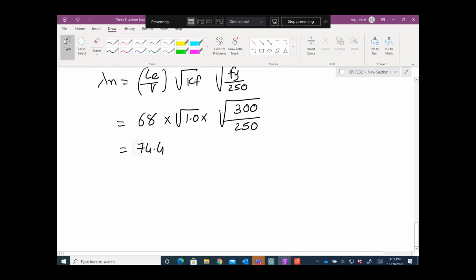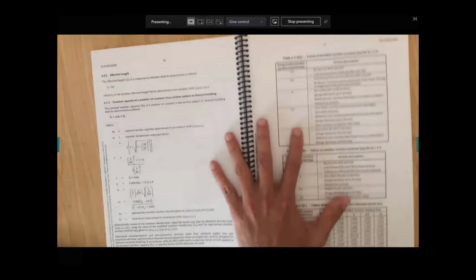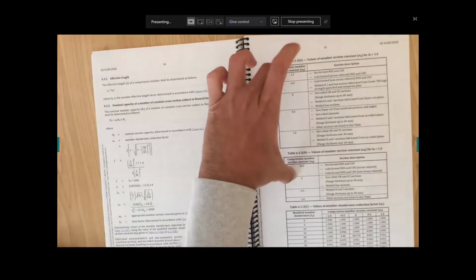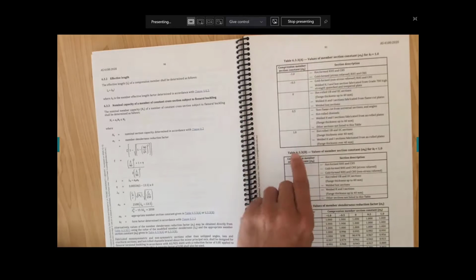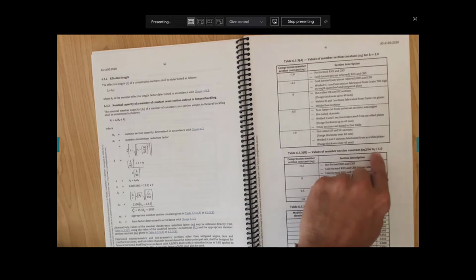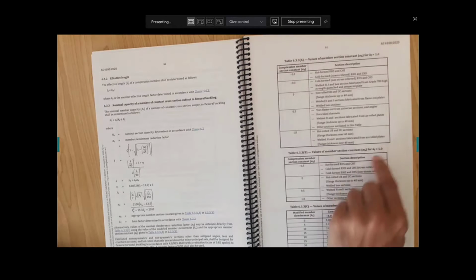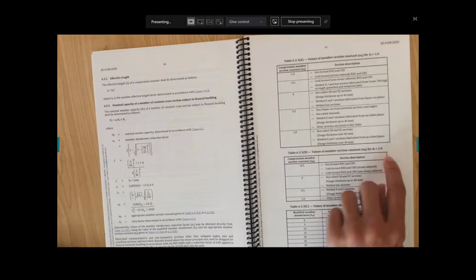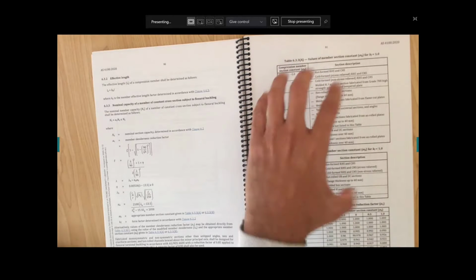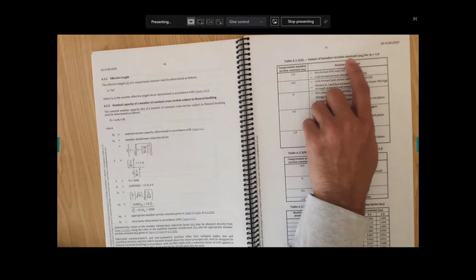Now this lambda n, if we calculate it, we can calculate alpha b, and alpha b is called the member section constant. Now that member section constant is given here. There are two tables to calculate the member section constant, table 6.3.3a and table 6.3.3b, depending on your KF value. Because in our section KF equals 1, we're going to use these tables, not these tables. If you have KF less than 1, you can use this table. So simply, between these two tables you can calculate alpha b, which is the member section constant.